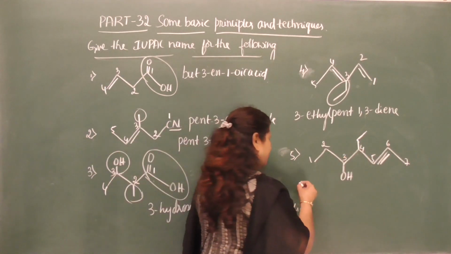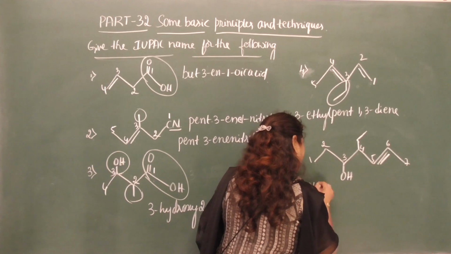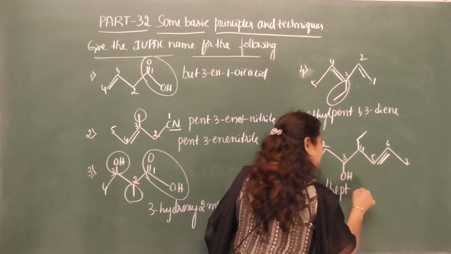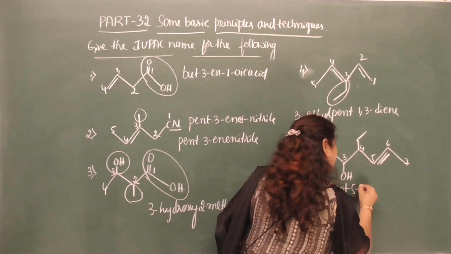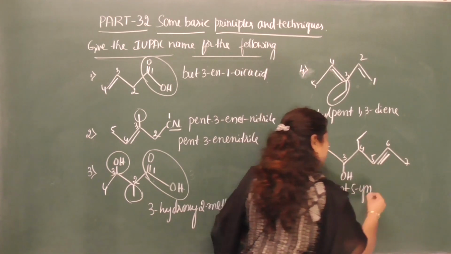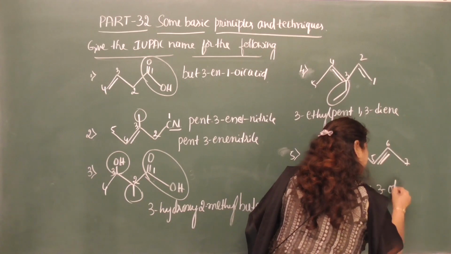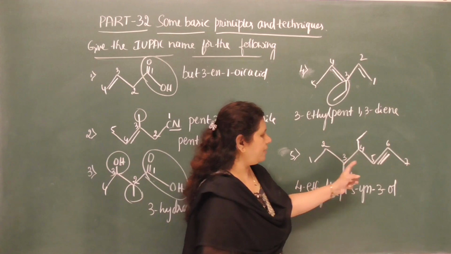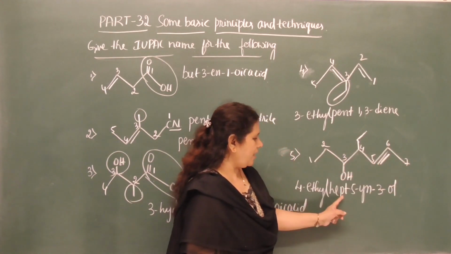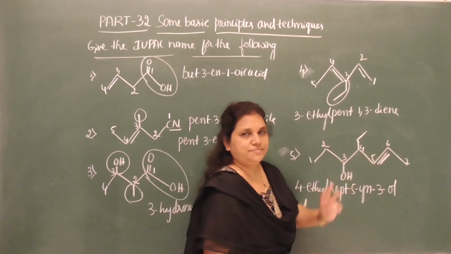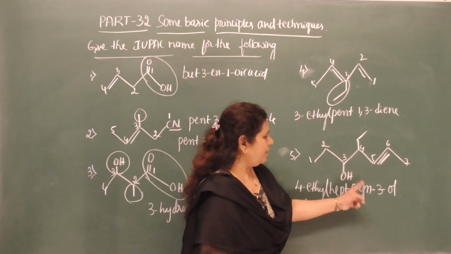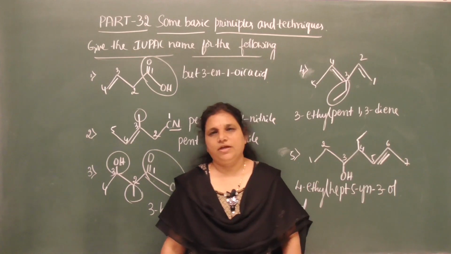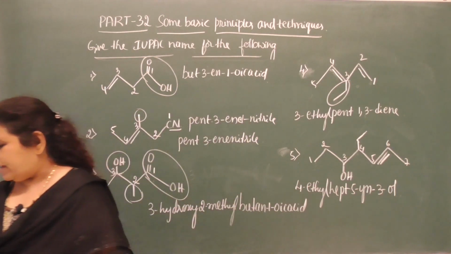Now what is the prefix here? 4-ethyl. At the fourth carbon we have an ethyl group. Then hept is the root word, 5-yne, 3-ol. See here, 4-ethyl hept, 7 carbon atoms, hept, 5-yne, the triple bond is there, 3-ol. 4-ethylhept-5-yn-3-ol is the IUPAC name. Clear?